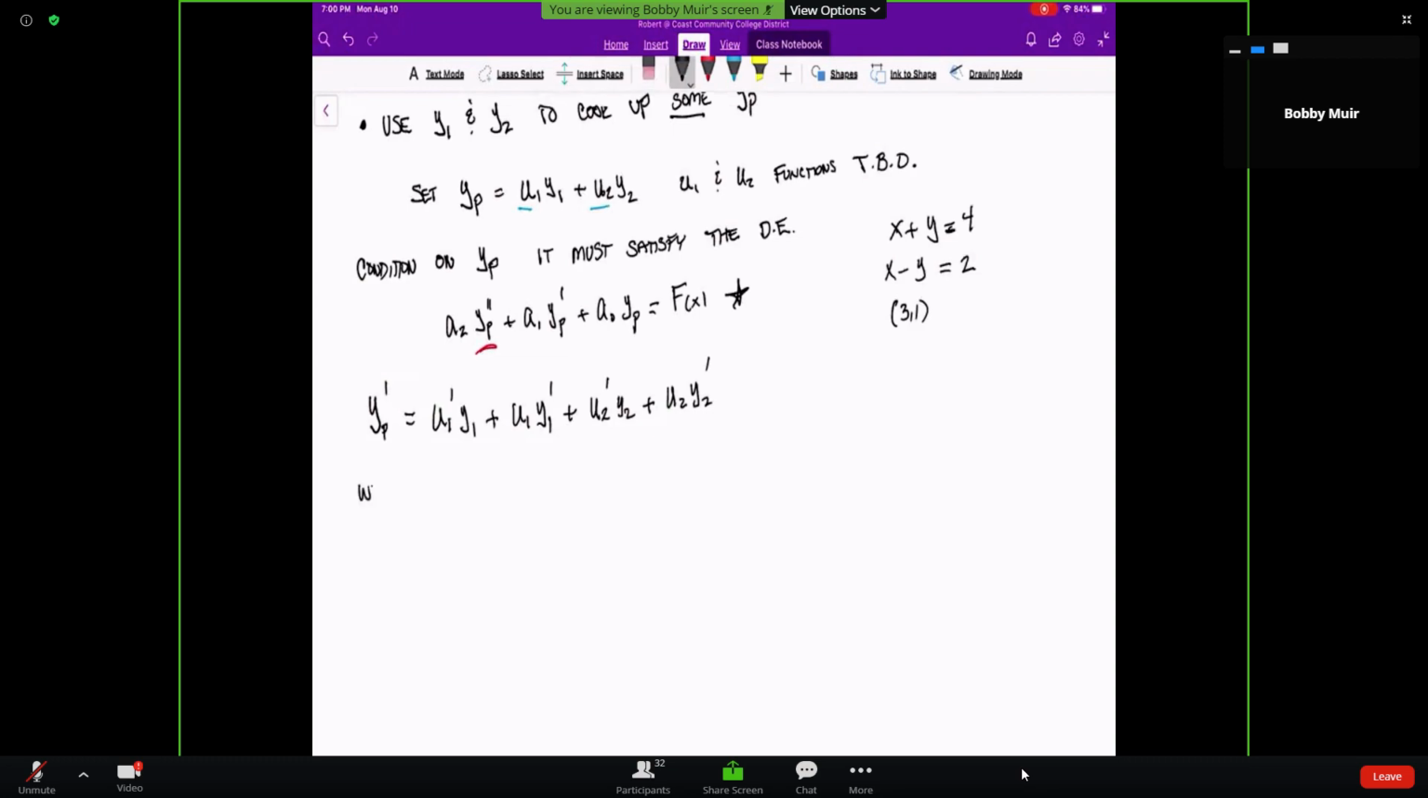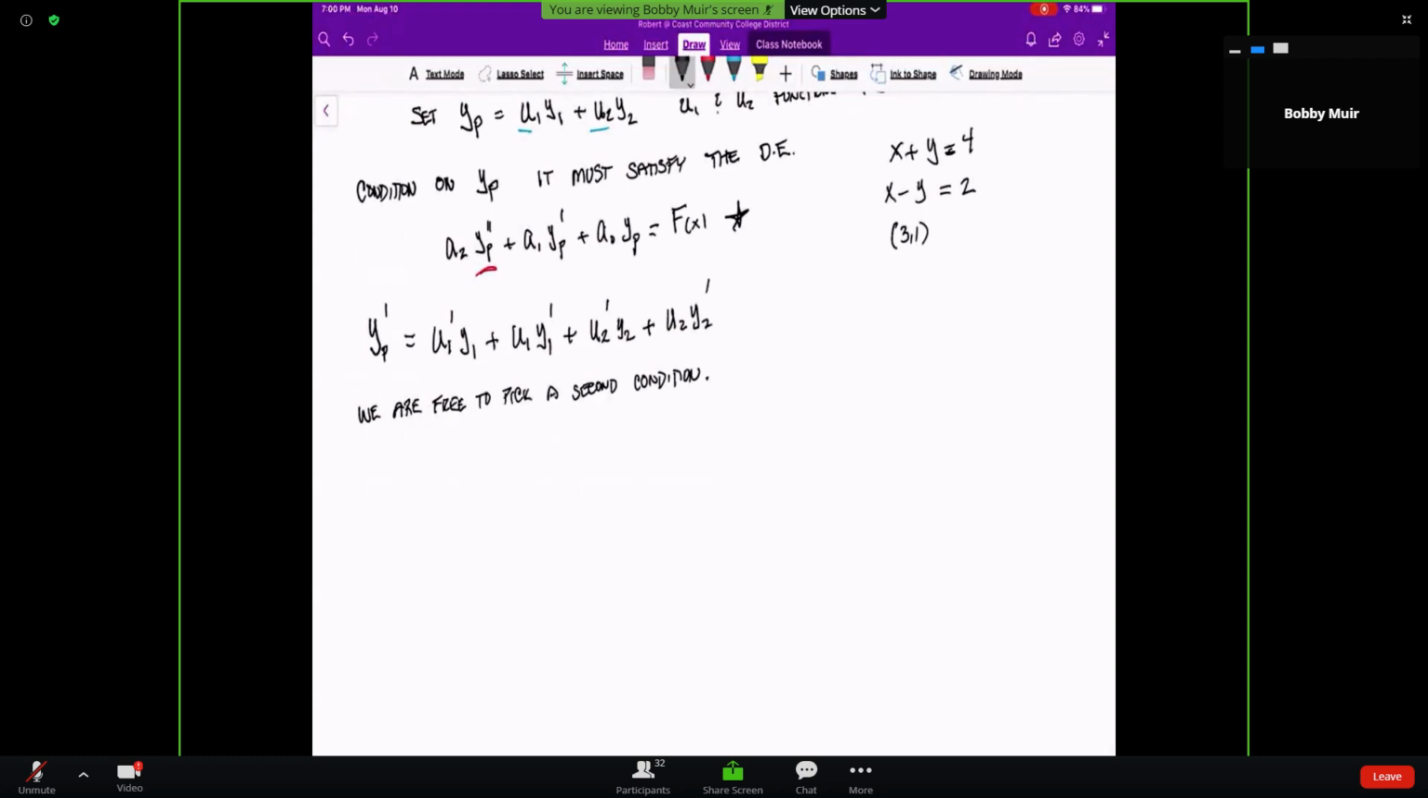So we are free to pick a second condition. Now, the condition that I want to pick here is this guy plus this guy equals zero. We're going to set u1 prime y1 plus u2 prime y2 equal to zero.